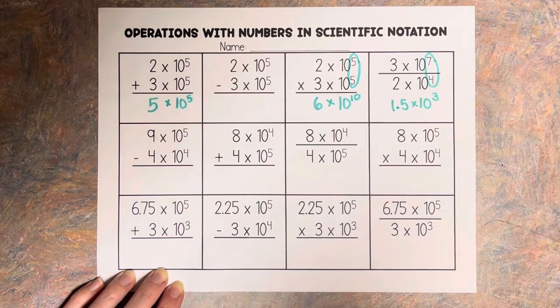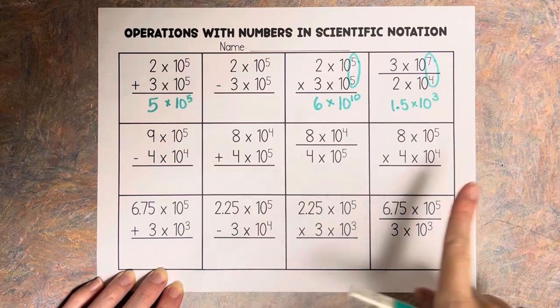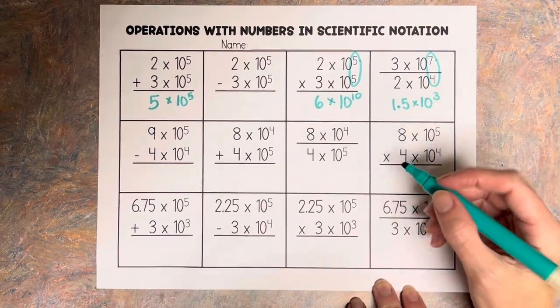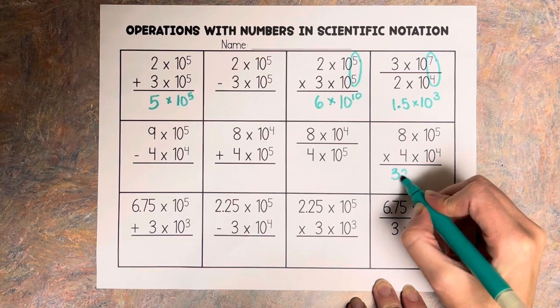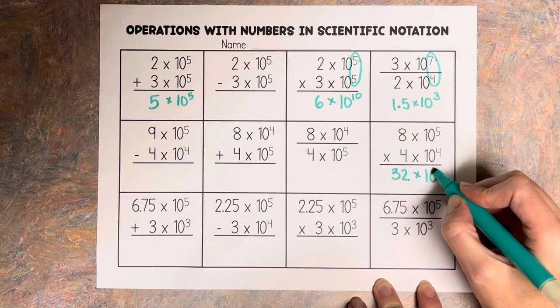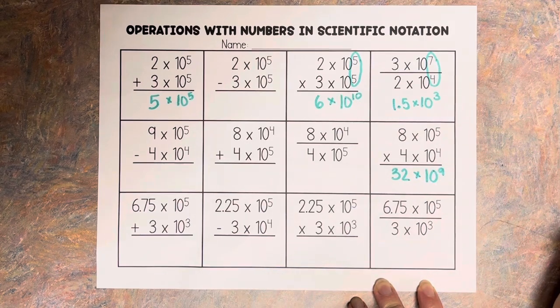All right, let's see if there's one. Let's take a peek at this one. All right. 8 times 4, that is 32. If we add our exponents, we get 10 to the power of 9.